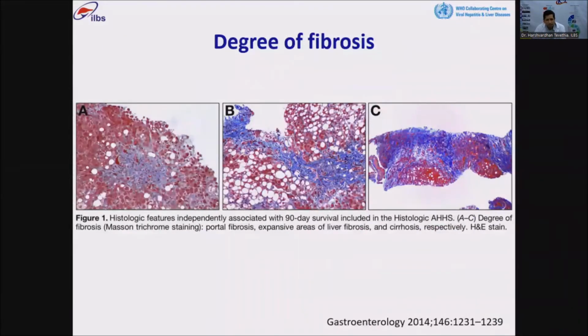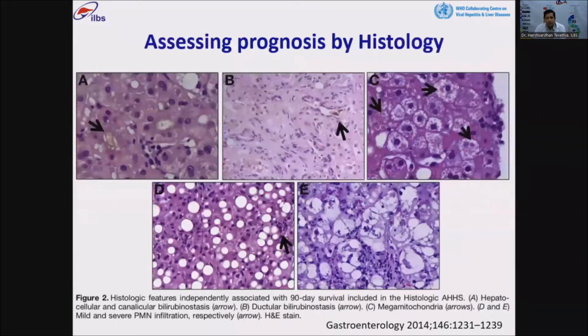Now, the reason why we need to understand this, and if you can see the slide, the degree of fibrosis, which is labeled in blue, is a Masson trichrome stain. You can now assess the prognosis of fibrosis, and there are multiple articles which tell us which factors are beneficial for patients with alcoholic hepatitis and which are the adverse events in a case of alcoholic hepatitis.